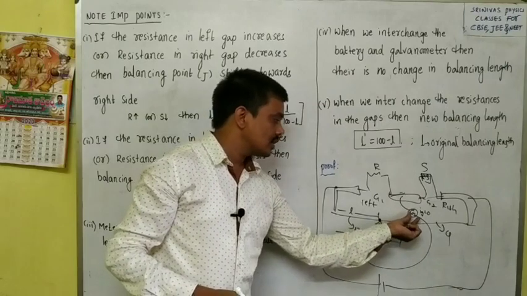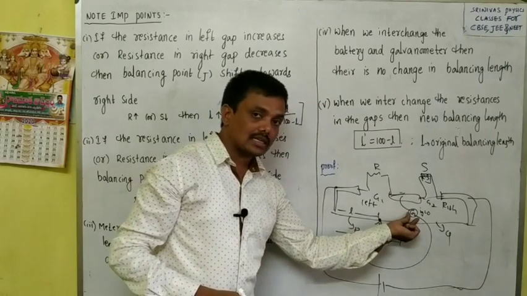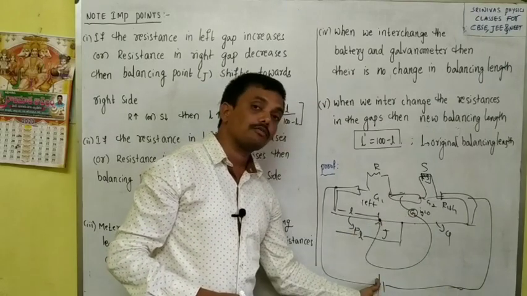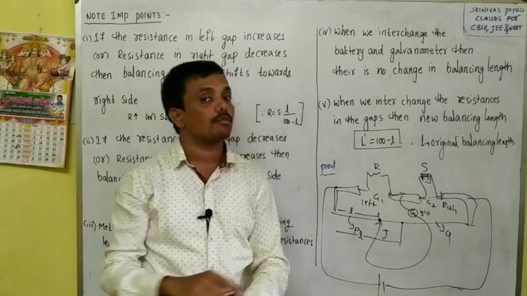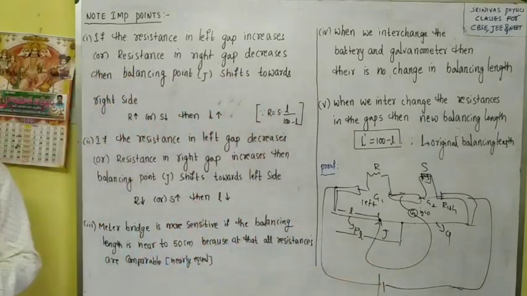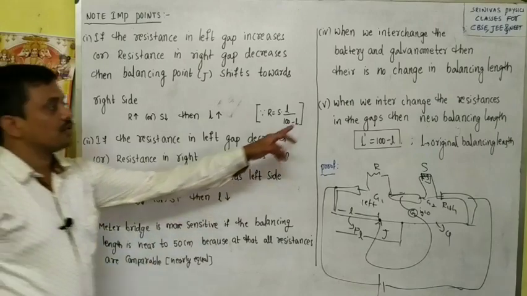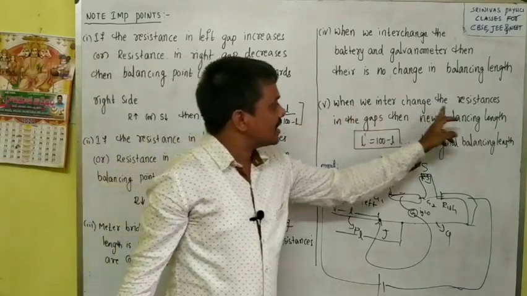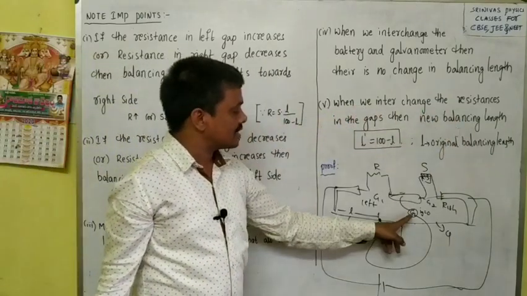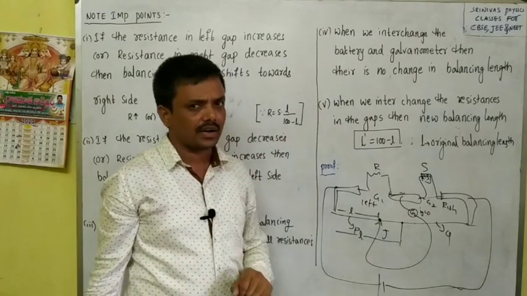That means if in place of the galvanometer we place the battery, and in place of the battery we place the galvanometer, at that moment there is no change in the balancing length. And the next, fifth point is that when we interchange the resistances, firstly we interchange the galvanometer and battery, then there is no effect on the balancing length.